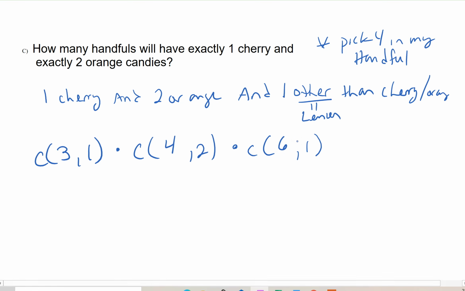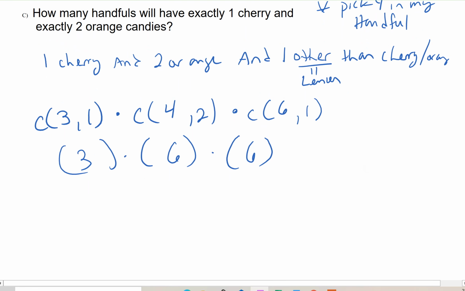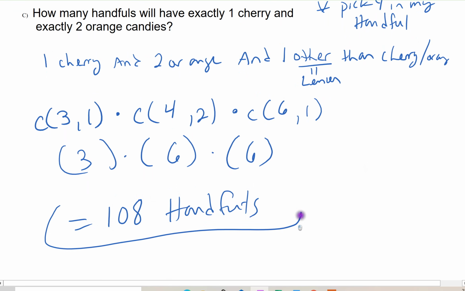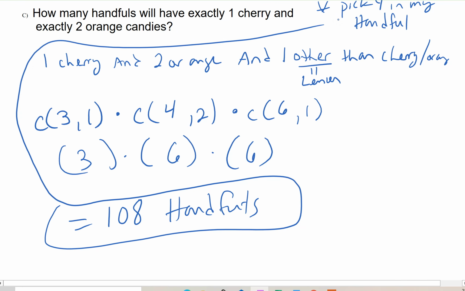So 3 choose 1 is the number of ways I can get the cherry. 4 choose 2 is the number of ways I can get the orange. 6 choose 1 is to finish off my handful with the last missing piece, which happened to be lemons. So this comes out to 3, 4 choose 2 is 6, 6 choose 1 is also 6, so 3 times 6 times 6, for a grand total of 108 handfuls with exactly 1 cherry and 2 orange candies.